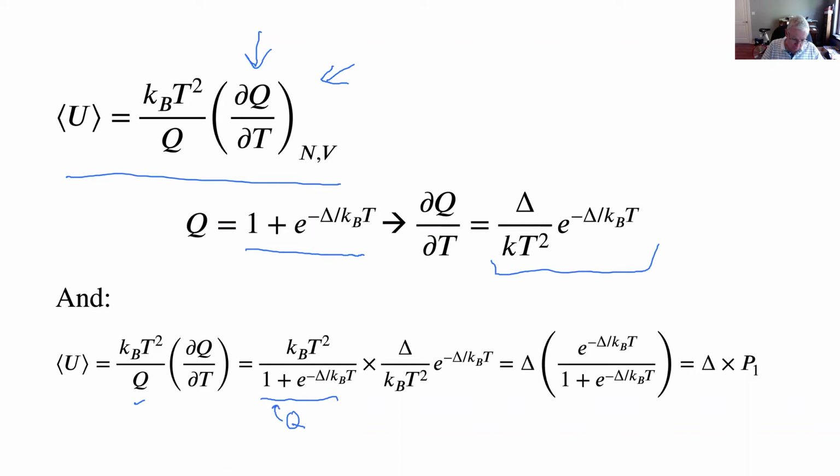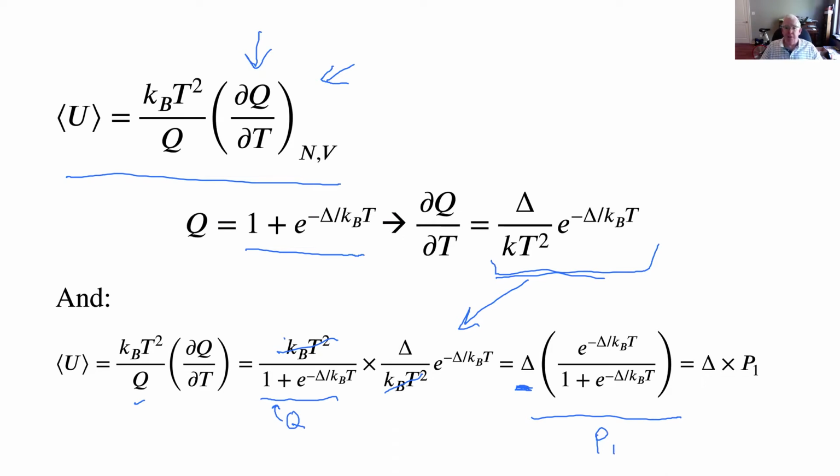That piece is Q, right? And then I've got this piece here for the derivative, so that drops down to go there. I can do a little bit of rearranging on that because I've got my kT squared here and here. And then if I take that, I can write that like this, where that pulls the delta out in front. That's the energy of the top state. This piece in parentheses, that one actually is P1, the probability or the population for the upper state.